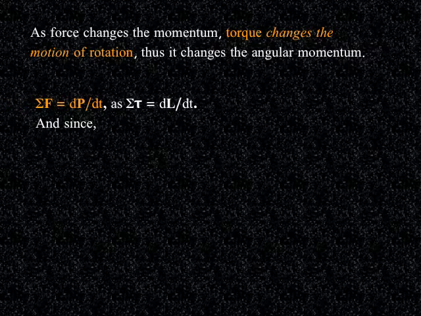So recall that summing up the forces, if there's a net force, it changes the momentum in time. That's our impulse momentum theorem. Net forces change momentum over time. In the same manner, summing up the torques, if there's a net torque, it changes the angular momentum over time. It's an angular impulse.